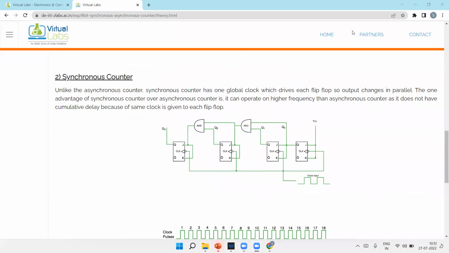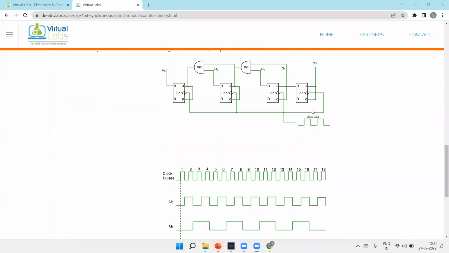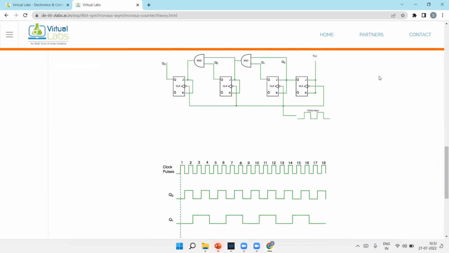The difference between an asynchronous counter and a synchronous counter is the clock. Here the clock is given at the same time. See here, this is the clock. The clock is given at the same time to every flip flop, so you don't have to wait for the output, like in the previous case. The first stage output behaved like a clock for the second stage, but here it is not the case. Here the clock is already given to every flip flop at the same time. So that is a big difference.